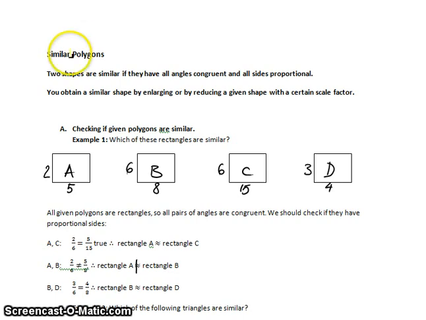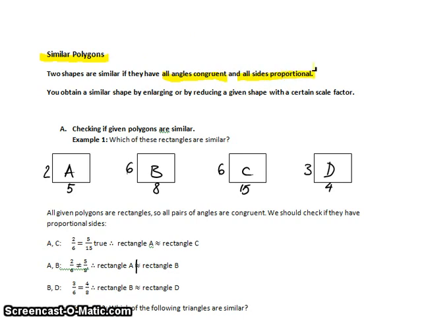Hello, today's class is about similar polygons. Remember, polygons are two-dimensional shapes with sides and angles. Two shapes are similar if they have all angles congruent and all sides proportional.